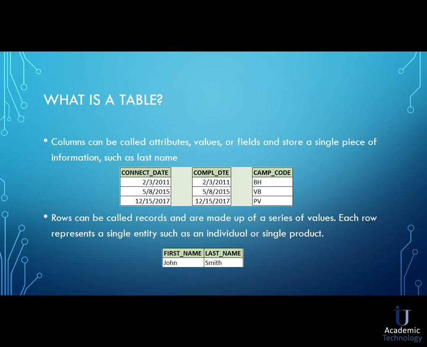The other part of this is the rows. Rows can be called records and are made up of a series of values. So for a student, it could be your home address, it could be your billing address, it could be your date of birth, your first name, your last name. It would contain your student ID.